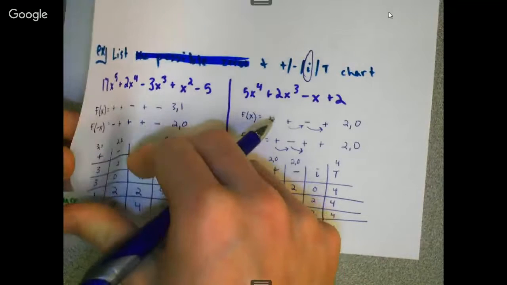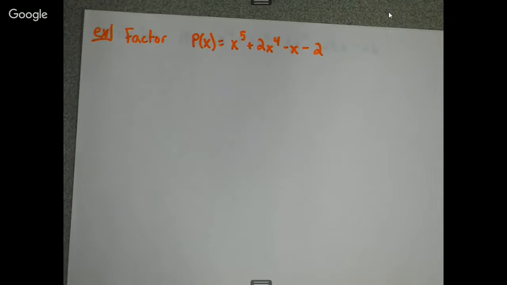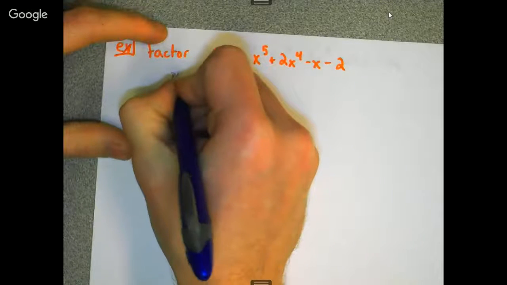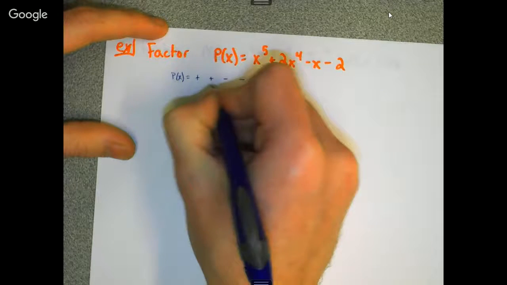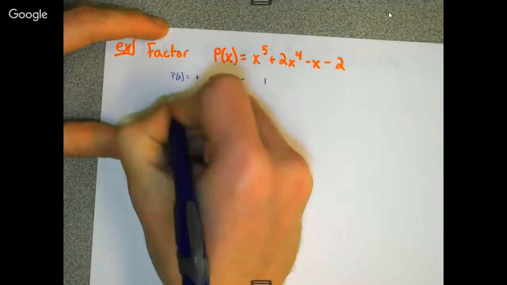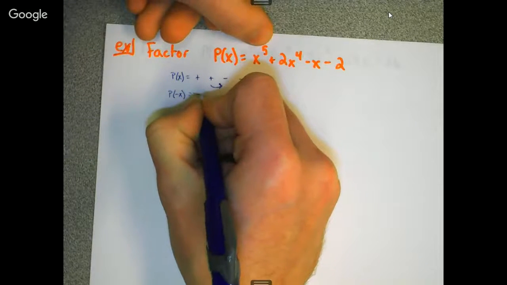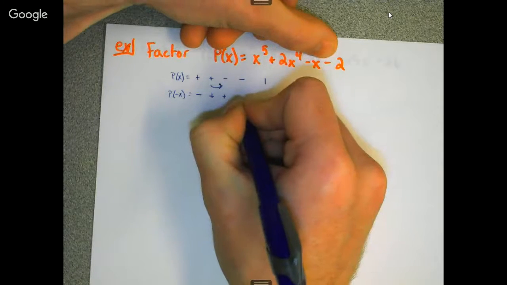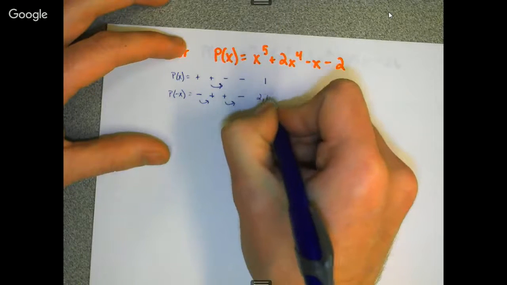All right, let's look at one here. Factor. It doesn't give me any zeros or anything. So we will start with the plus minus i t. P of x equals positive, positive, negative, negative. So that's one sign change. P of minus x, let's see, that will turn to negative. That will stay positive. This will turn to positive, and that will stay negative. So that's 1, 2 sign changes. So that's 2 or 0 negative.